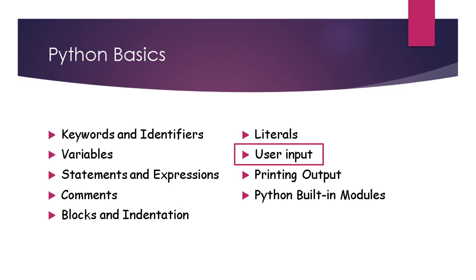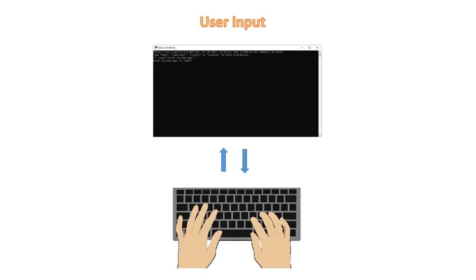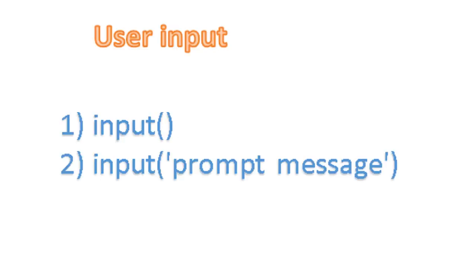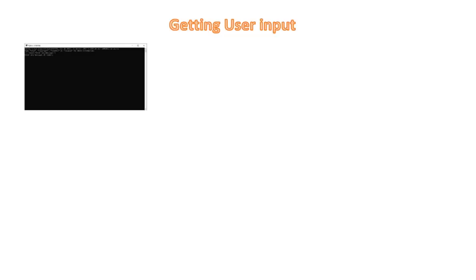Let's begin. The program prompts the user to provide some input data interactively while running the program. And this input data is further used by the program to do some operations. To get user input, Python provides a built-in function named input. Input function can be used in two ways, without a prompt message and with a prompt message.